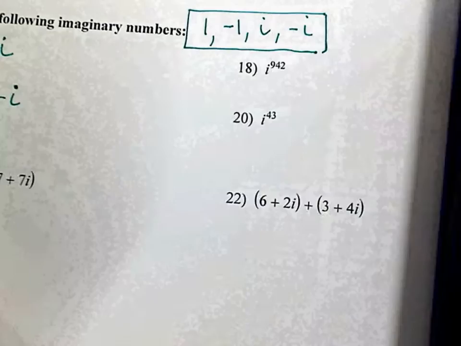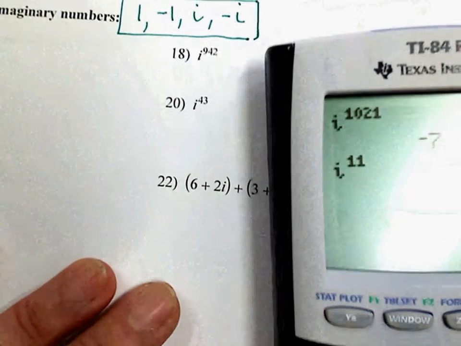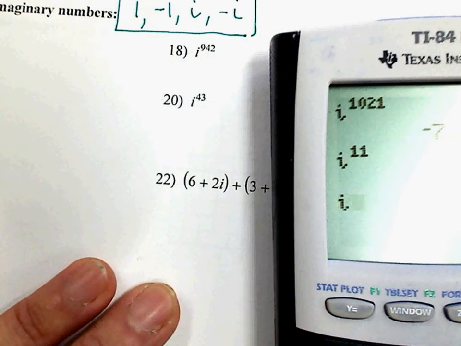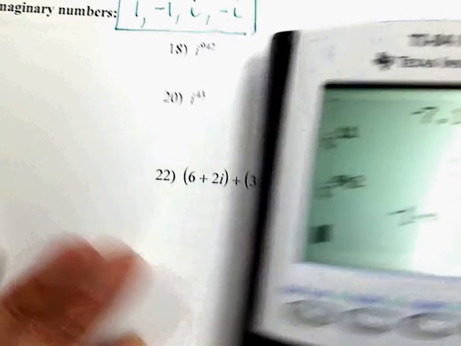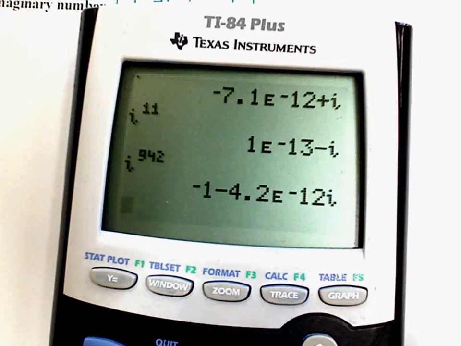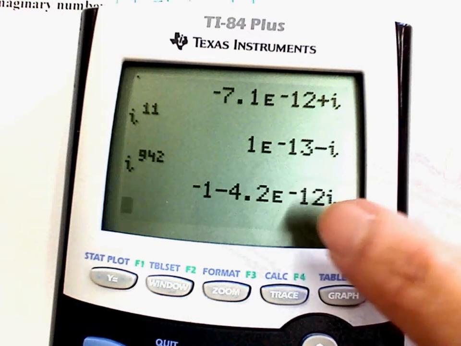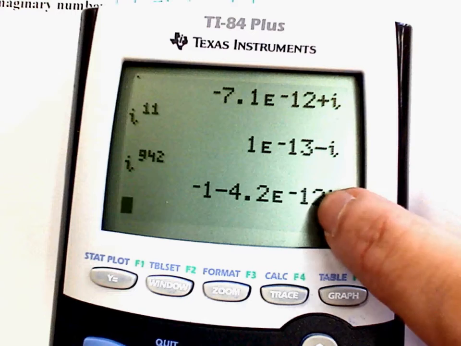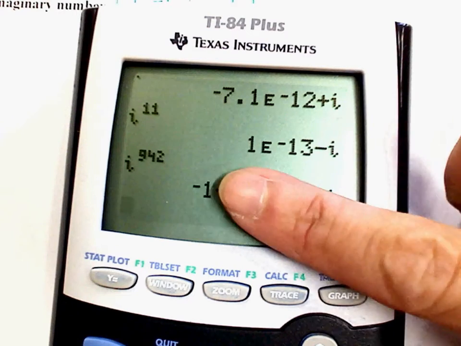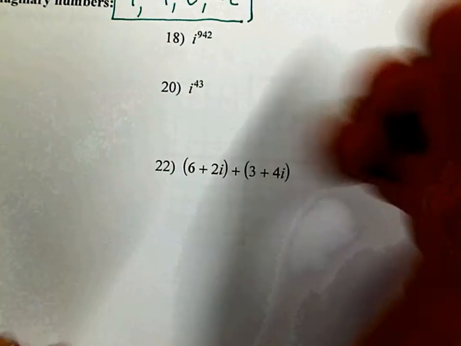All right. Number 18, same thing. Second i raised to 942. What did you guys get? What's the answer? -1, because we ignored the second half because it's got all the E and stuff, and that i has a -12, so you ignored that one. So the answer is -1.